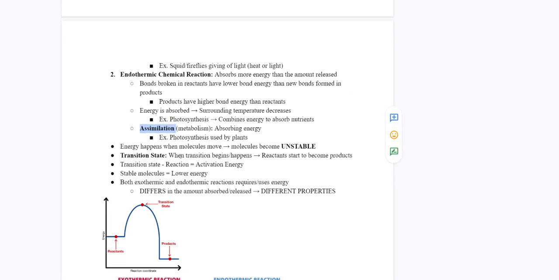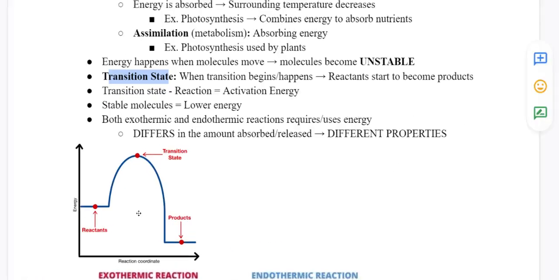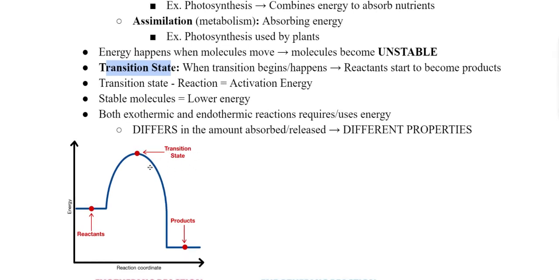Now think about energy. Energy happens when molecules become unstable. When they start moving around, the bonds between these molecules start to become weaker and weaker. That's why the molecules become unstable. Now, the transition state, if you see on this graph, this is the transition state. It's the place where the transition starts to happen. The transition is when the reactants go up, up, up, and start to become the products. And this here is the transition state.